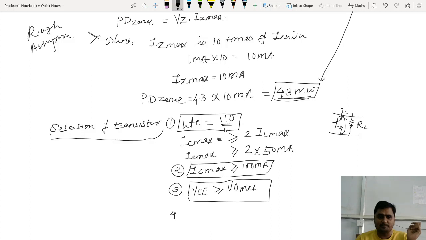Then the fourth parameter. The fourth parameter is the power dissipation of a transistor. See, the power dissipation of this transistor, which is in parallel with the load resistor. So whatever the power dissipation of the load resistor is, the transistor should have its power dissipation greater than the load dissipation. So that's why I'm roughly saying it is 2. The power dissipation of a transistor must be twice the power dissipation of the load.